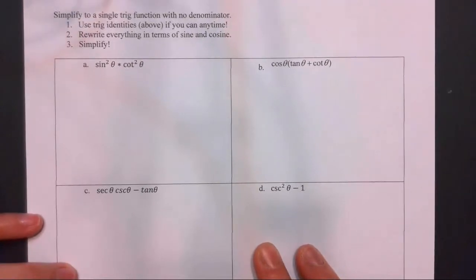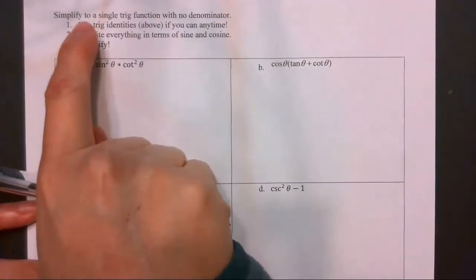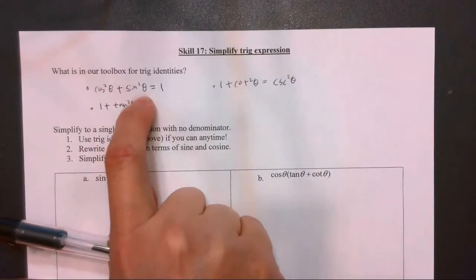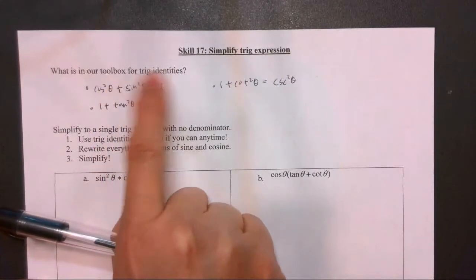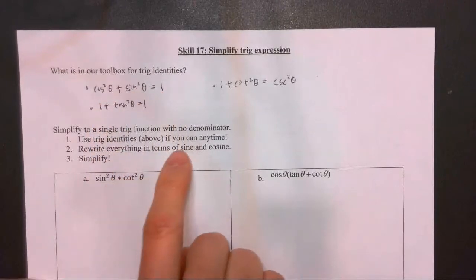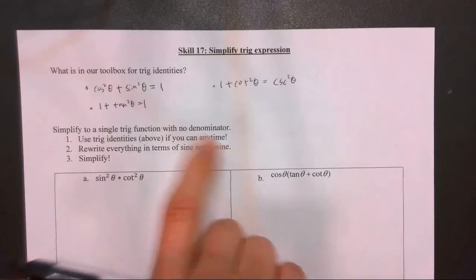So let's look at question A. Sine squared theta times cotangent squared theta. So here's what we're going to do. If you see any of the trig identities, so for example, if I see cosine squared plus sine squared, I'm going to put 1 in, and vice versa. Use that. After that, you're going to rewrite everything in terms of sine and cosine and simplify it.